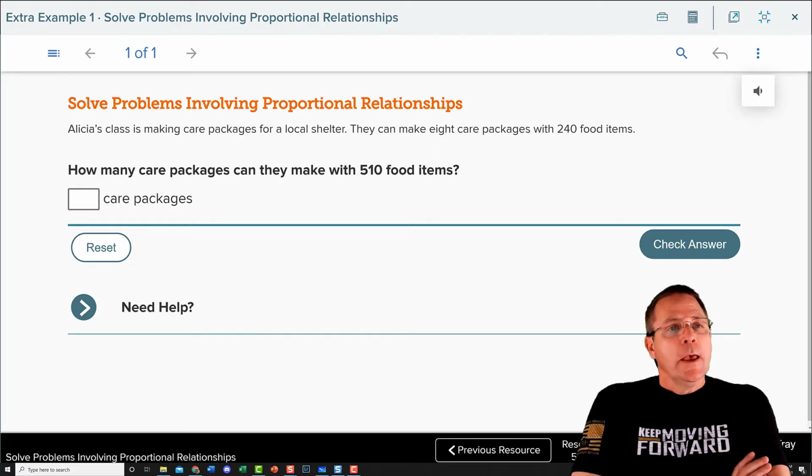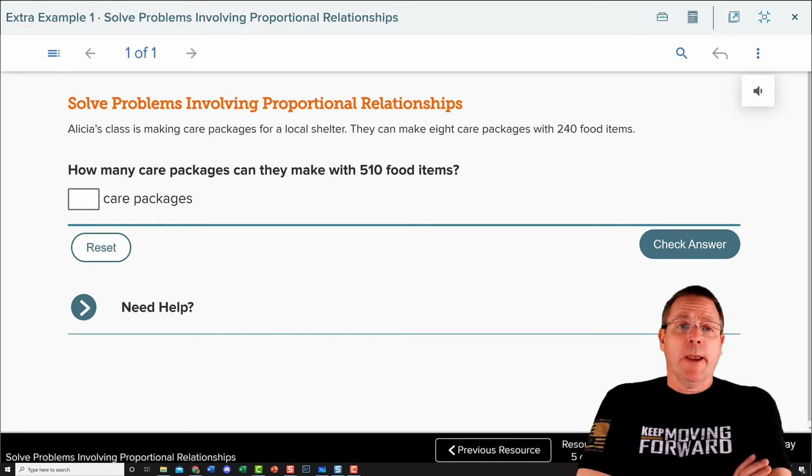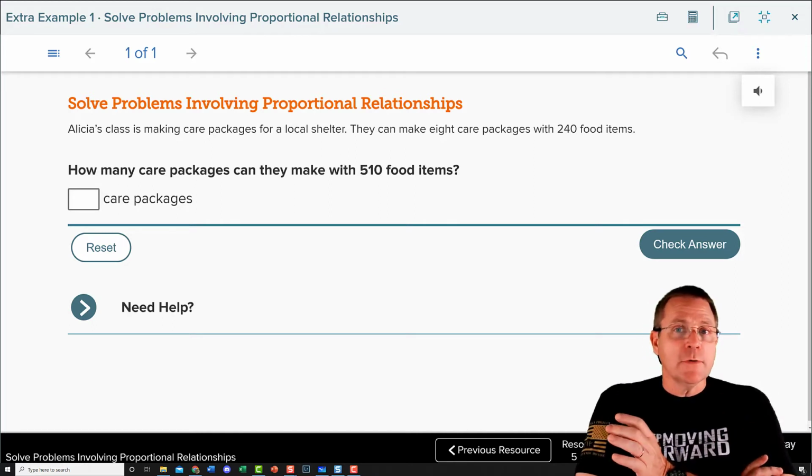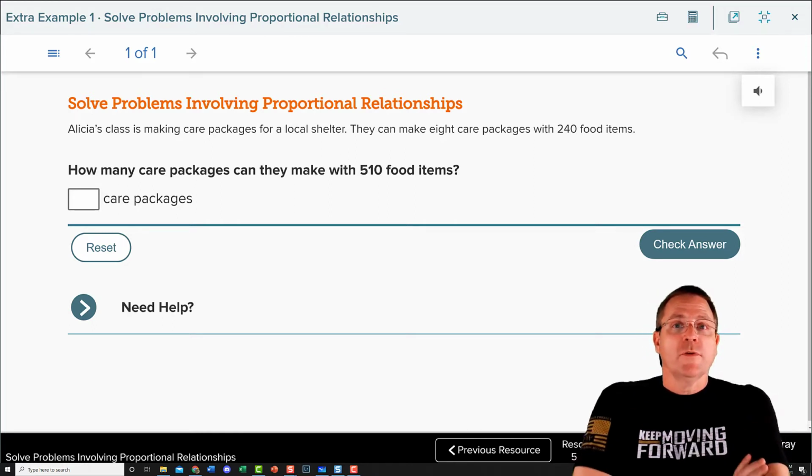Elisa's class is making care packages for a local shelter. They can make 8 care packages with 240 items. How many care packages can they make with 510 items? You need to pause the recording and use one of the many tools I have shown you as the resource in order to solve this problem. Do that at this time, please.